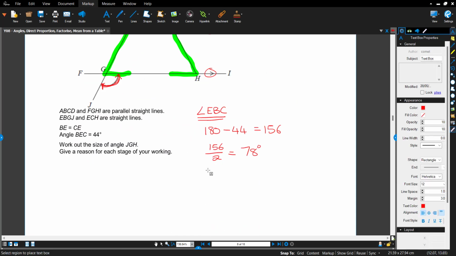So you have to give the reason now. Okay. First one, angles in a triangle add to 180 degrees. And the second one is angles at the base of an isosceles, spelled it right, triangle are equal. That's it.